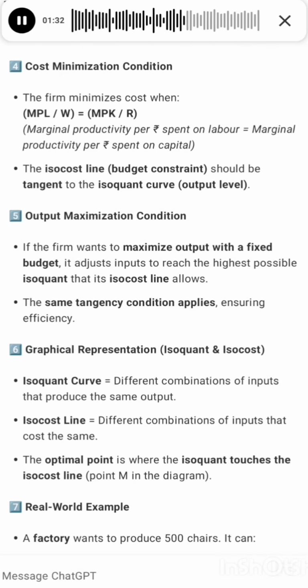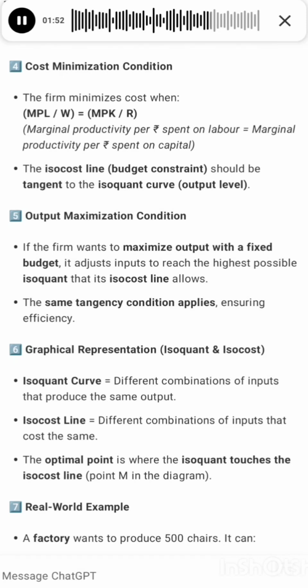6. Graphical representation: isoquant and isocost. Isoquant curve equals different combinations of inputs that produce the same output. Isocost line equals different combinations of inputs that cost the same. The optimal point is where the isoquant touches the isocost line, point M in the diagram.